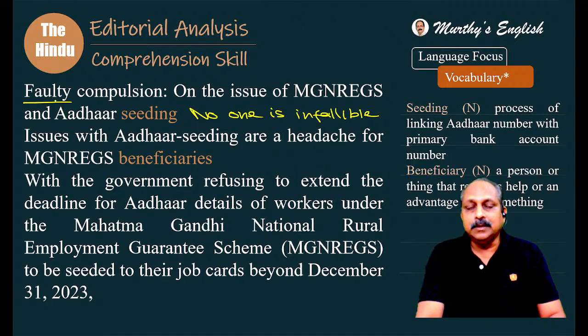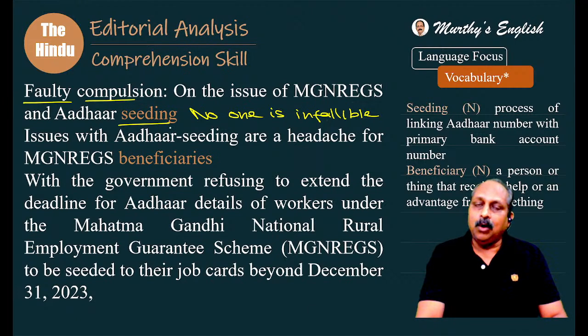Here it starts with a negative word: faulty compulsion. Something that is not correct, faulty, and compulsion, forcing someone to do something. Compulsion, something compulsory. Enforce, force, make something compulsory or mandatory. And what is this related to? On the issue of MGNREGS and Aadhaar seeding. The main idea, it's all about Aadhaar seeding.